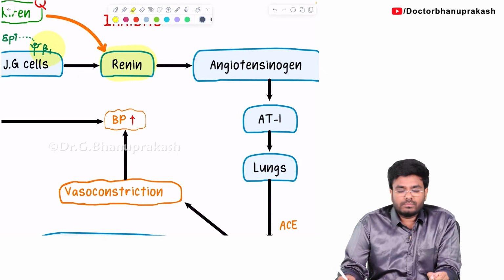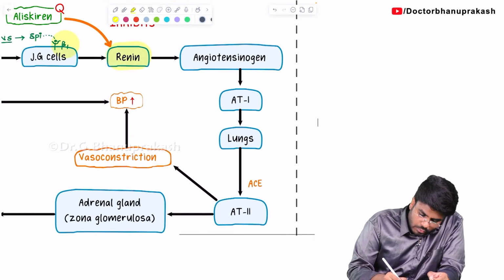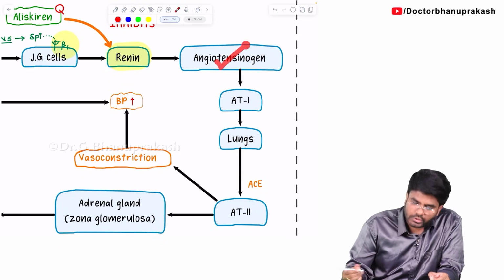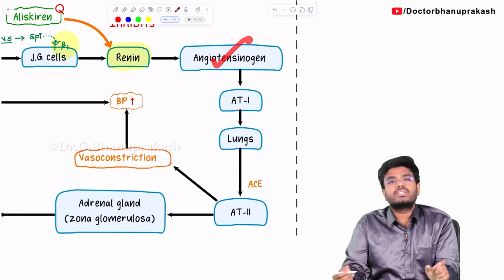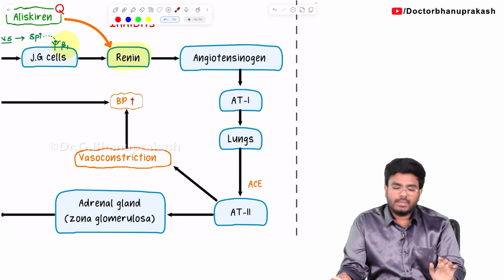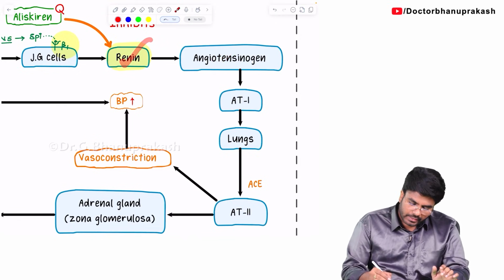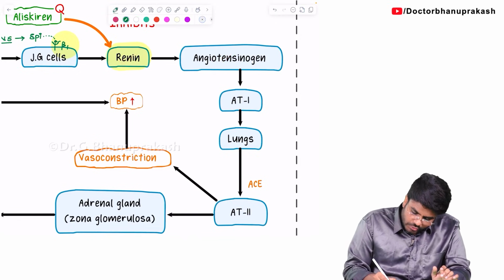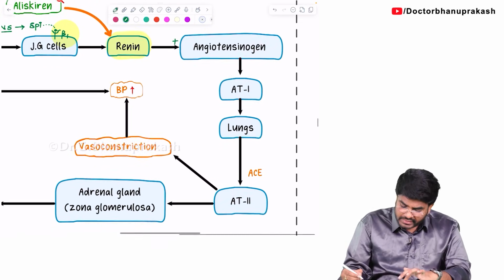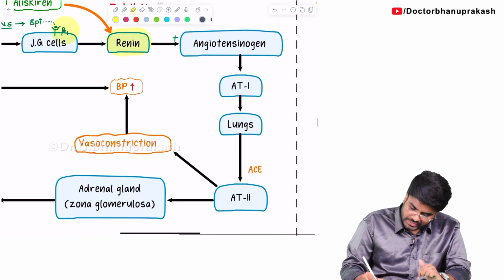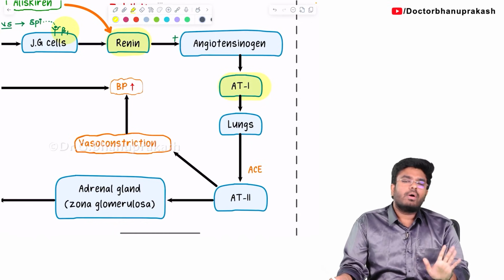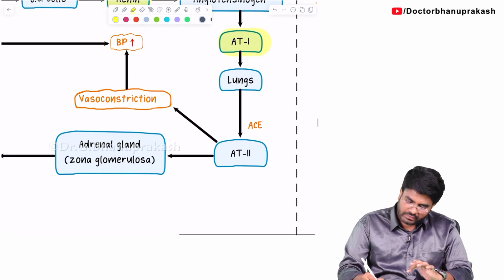Now what will it do? Renin is going to act on angiotensinogen. See, angiotensinogen is a protein which is always there in your plasma. Once renin comes, it will act on angiotensinogen, converting it into angiotensin 1. So finally what do we have? Angiotensin 1.